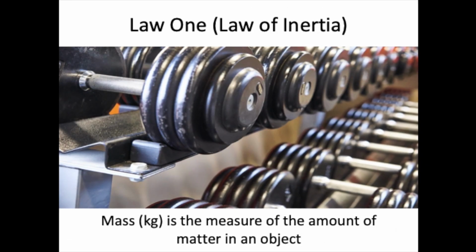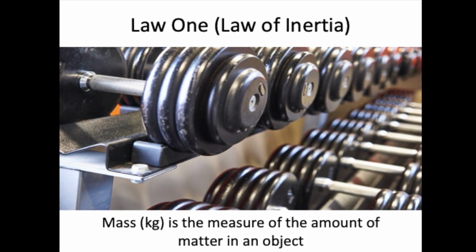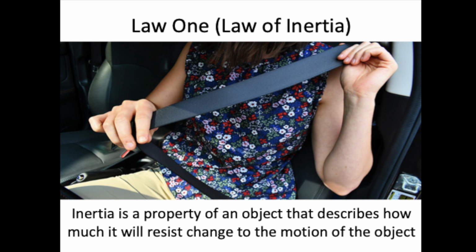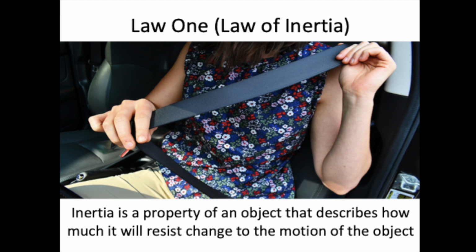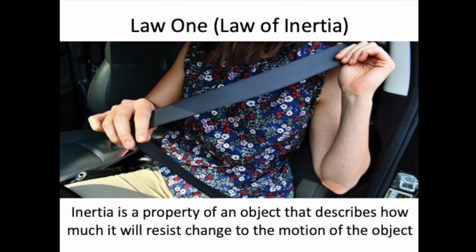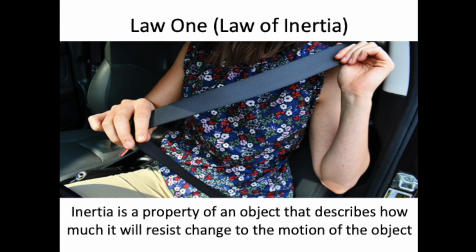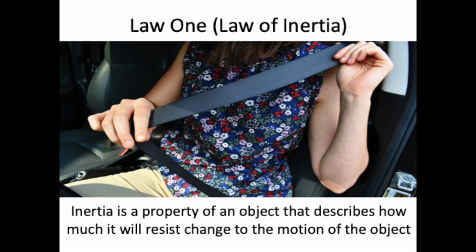And what's associated with law 1? The law of inertia. Mass is the measure of the amount of matter within an object. Inertia is the property of an object that describes how much it will resist change to the motion of an object. It's an appropriate picture that we're showing a person strap on their safety belt, because if you think about it, if you don't have your safety belt on and the car stops, you want to continue going forward.